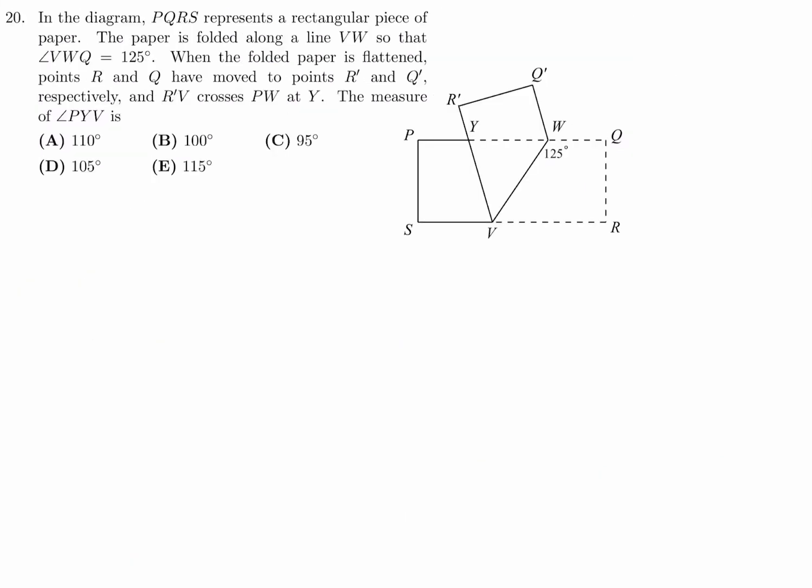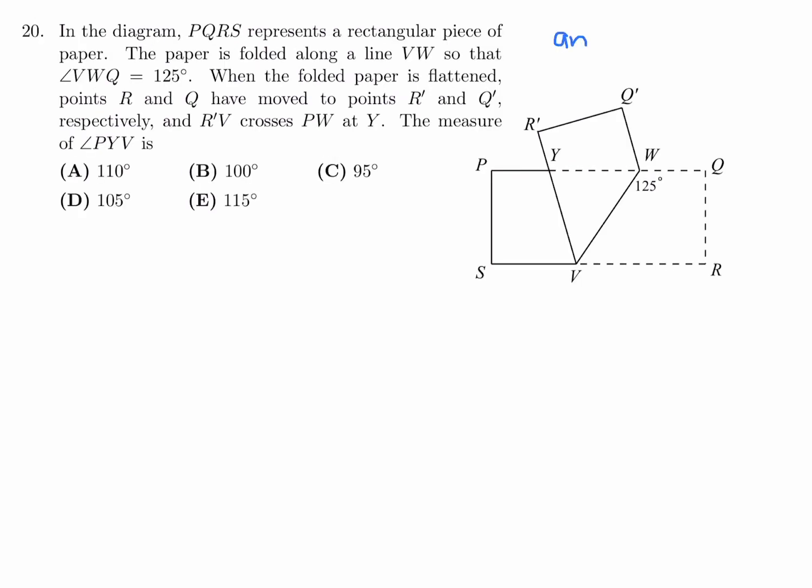In the diagram, PQRS represents a rectangular piece of paper. The paper is folded along a line VW so that angle VWQ is 125 degrees. When the folded paper is flattened, points R and Q have moved to points R prime and Q prime respectively. R prime V crosses PW at Y. The measure of angle PYV is.